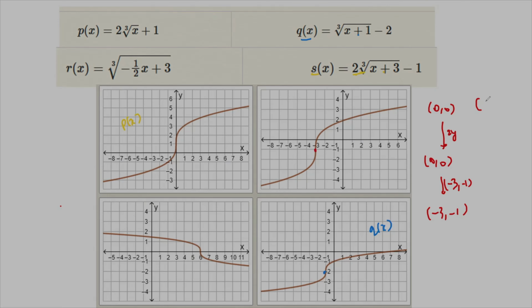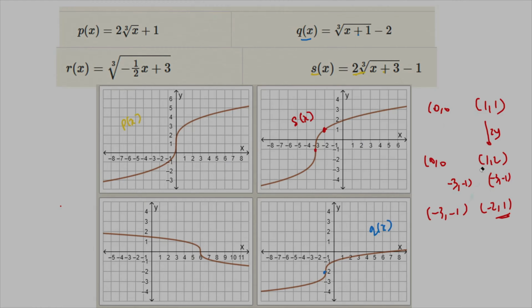Let's take one more point. If (1, 1) is on my parent function, multiply y by 2, so it becomes (1, 2). Then 3 units left and 1 unit down. So 1 minus 3 is negative 2, and 2 minus 1 is 1. So (-2, 1) should also be on the graph. Along with (-3, -1), (-2, 1) is also on the graph. So this is S of x.